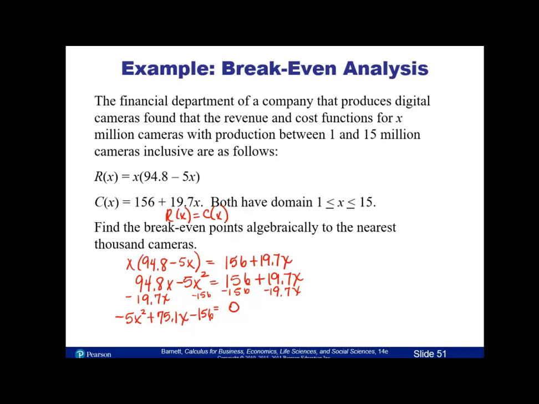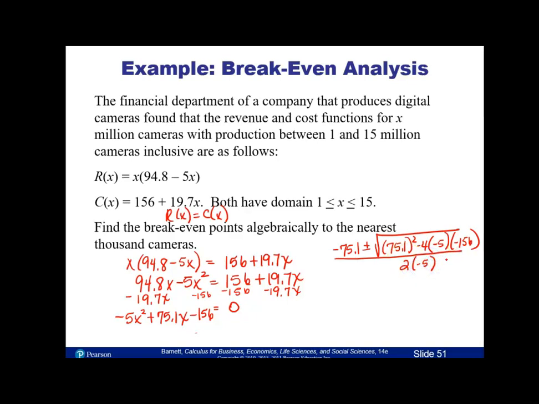So yes, it's getting a little bit messy. That is true. Okay, so we have the negative 5x squared comes to the front. Just combine these numbers together and get 75.1, then subtract the 156. Okay, so this is definitely not something we want to try to factor. We're just going to dive in with the quadratic formula. So the quadratic formula says negative b plus or minus the square root of b squared minus 4 times a times c all over 2 times a.